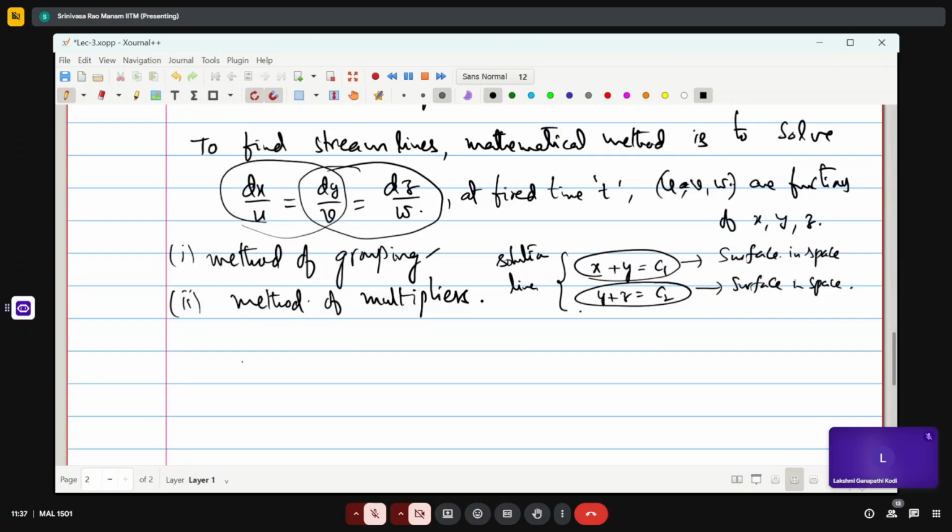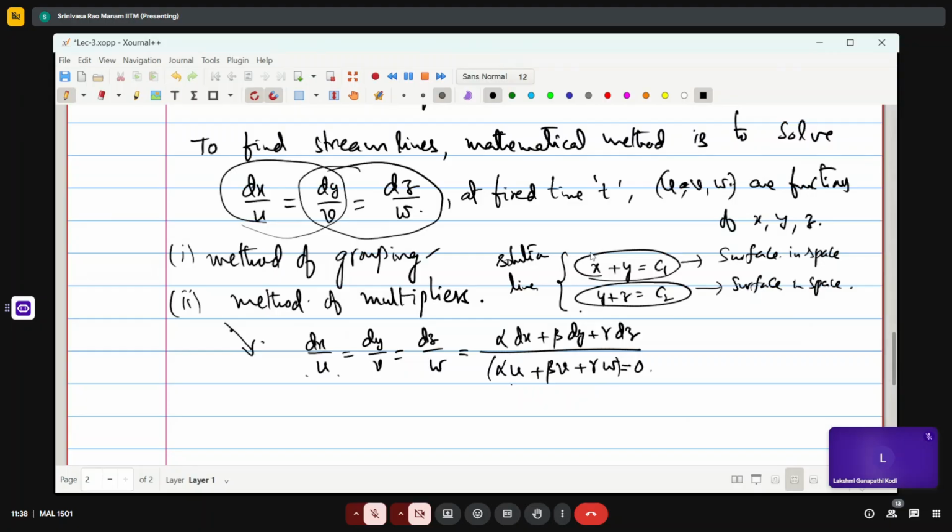The second method is the method of multipliers. So dx by u equal to dy by v equal to dz by w. I am trying to look for some coefficients here, P, Q, R or alpha, beta, gamma. So alpha u plus beta v plus gamma w, so that you have alpha dx plus beta dy plus gamma dz in the numerator. Suppose I make this 0. I choose my alpha, beta, gamma in such a way that the denominator quantity is 0.